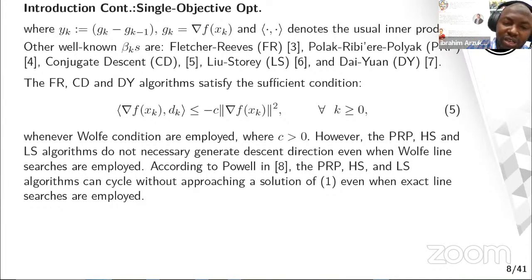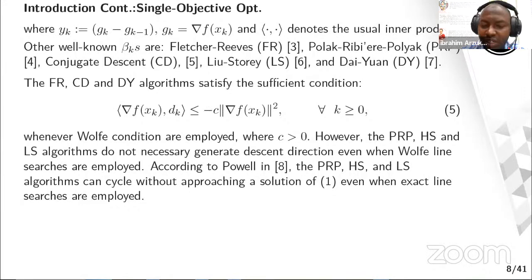That is, whenever the Wolfe line search is employed, where this c is greater than or equal to 0. However, the PRP, HS, and LS algorithms do not necessarily generate a descent direction whenever the Wolfe line search is employed. So according to Powell, the PRP, HS, and LS algorithms can cycle without approaching a solution of the given problem whenever an inexact line search is used.